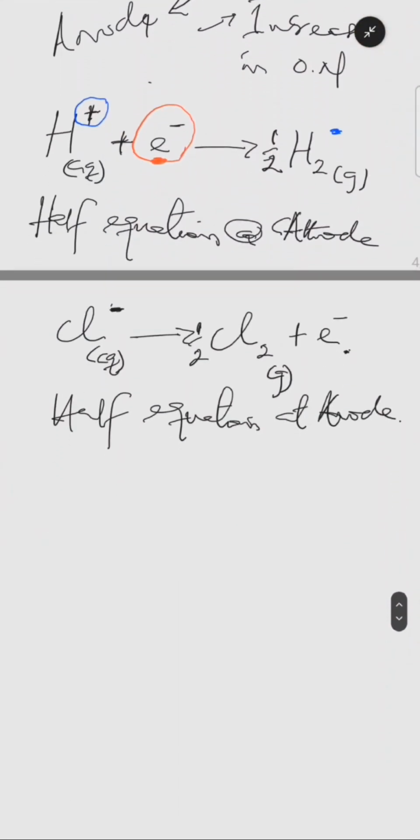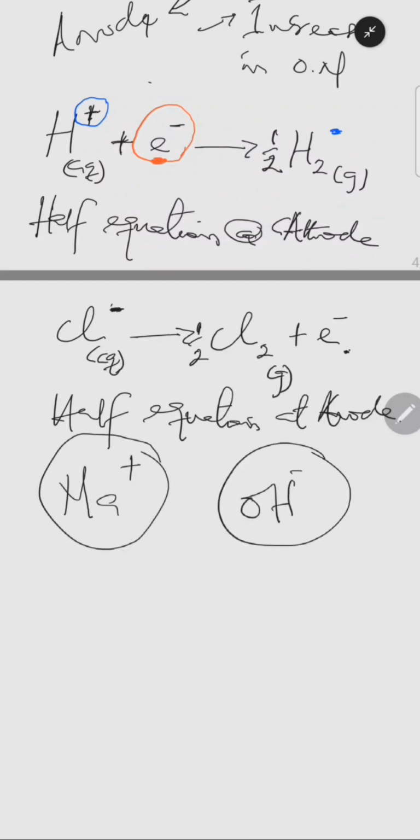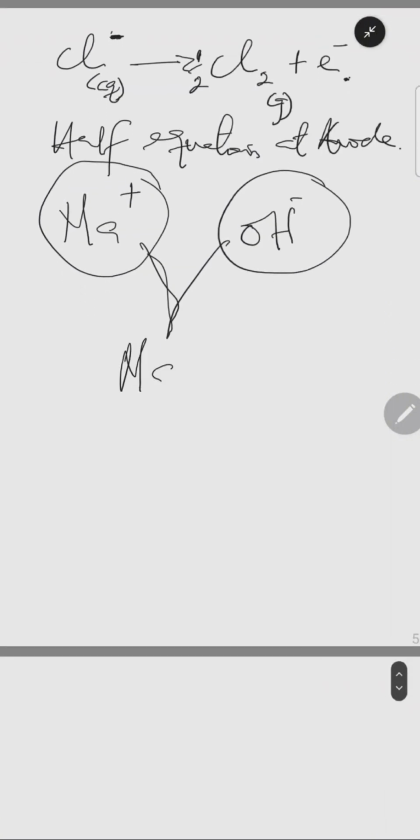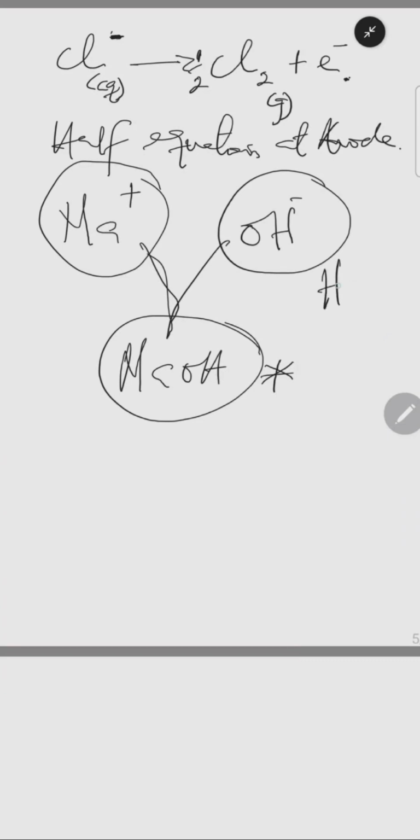So it means we now have sodium ion, Na plus, and OH minus left in the solution. So the two are going to form what we call sodium hydroxide, NaOH, at the end of the day. So that's another application of electrolysis of sodium chloride. It will also be used in the production of sodium hydroxide. So 3 things now: production of hydrogen gas, production of chlorine gas, and production of sodium hydroxide.